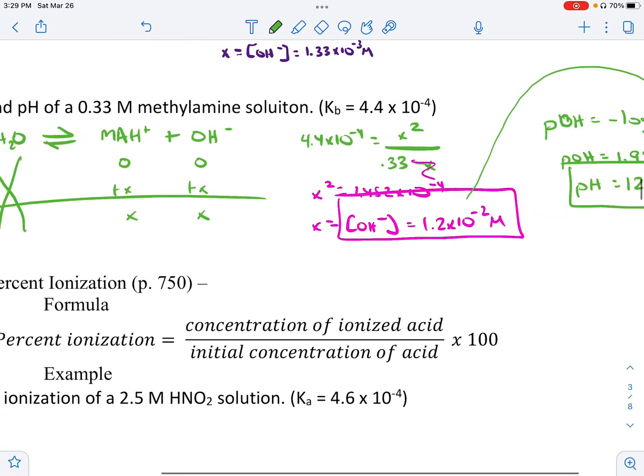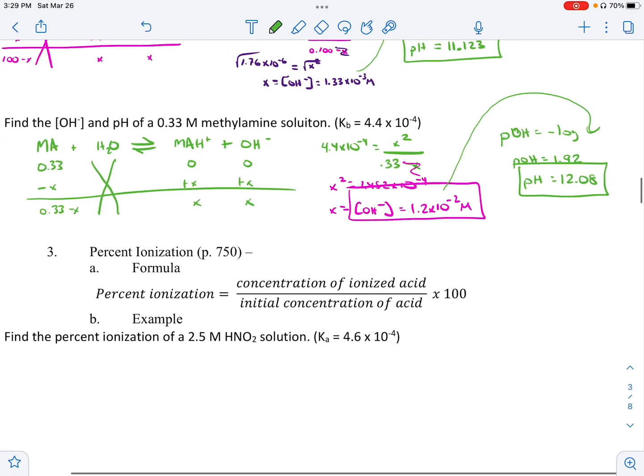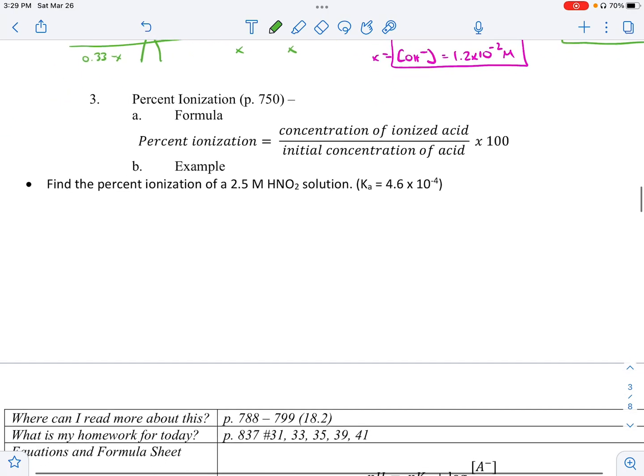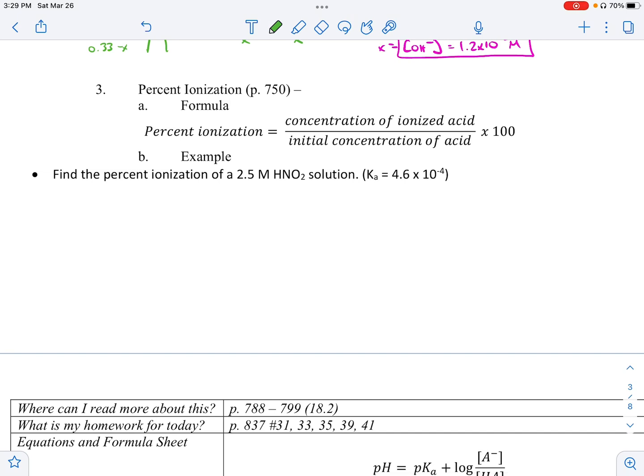So now we need to take this just a little step further, and we're going to go percent ionization. Percent ionization can be used a lot of different ways. It can be used for acids, and it can be used for bases, because a lot of times we want to know how much an acid breaks up or a base breaks up. So our key is looking at it that way.